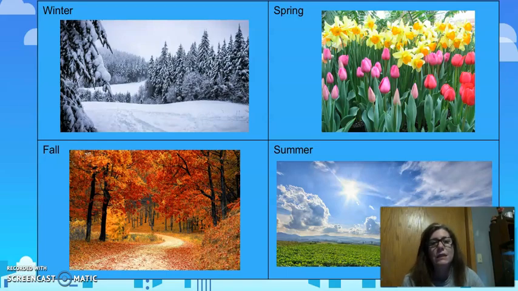And because this is what happens every year in Nebraska, this is considered our climate. Over years and years and years, this is what the weathermen have seen. This is what the scientists have seen. So they have determined this is the climate in Nebraska.